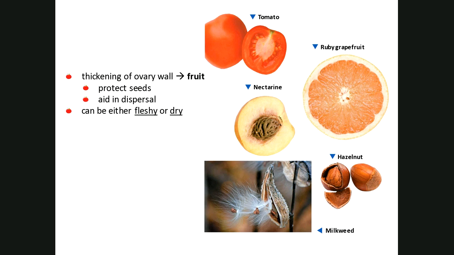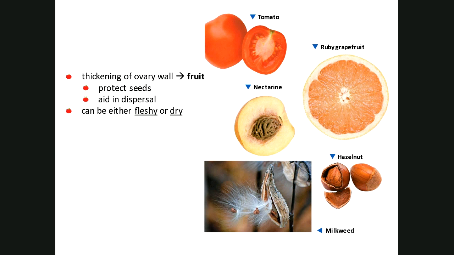Some fruits are juicy and things want to eat them. Some are fleshy, like peaches. Mangoes, I think, are kind of fleshy. Some fruits are dry, like hazelnuts or milkweeds. Now, milkweeds aren't going to use organisms to disperse them. They're going to use the wind, as you can see. They have those little white, fluffy things coming out of them. They get picked up by the wind, carried along and dispersed.